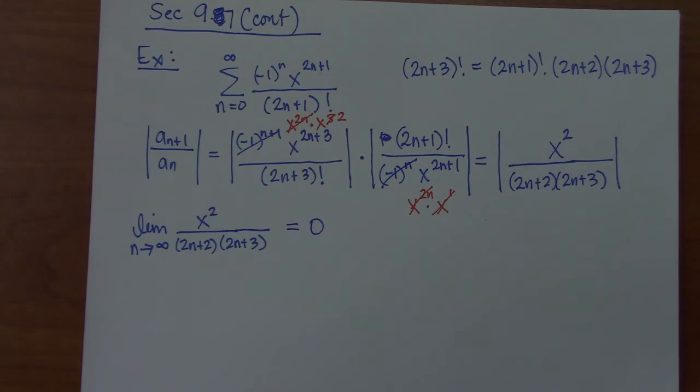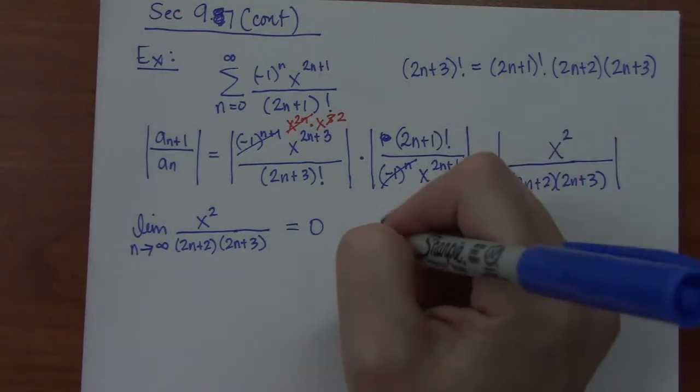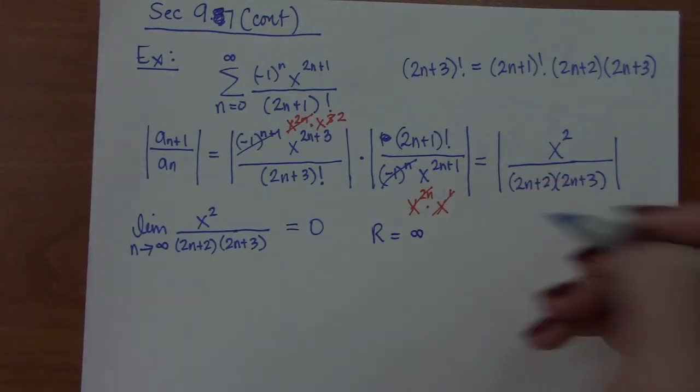When the limit goes to 0, which is less than 1, and the condition is we need to find out what values of x make this pass the ratio test. Well, this thing passes without ever knowing any value of x, because it's going to go to 0 no matter what. So what we can say here is that for all values of x, this thing will converge. So the radius of convergence is infinity.